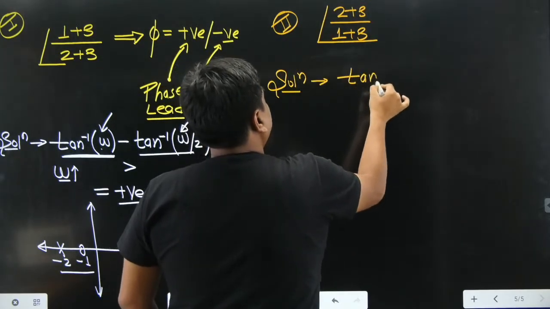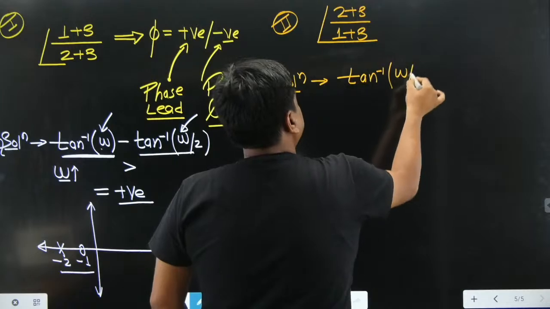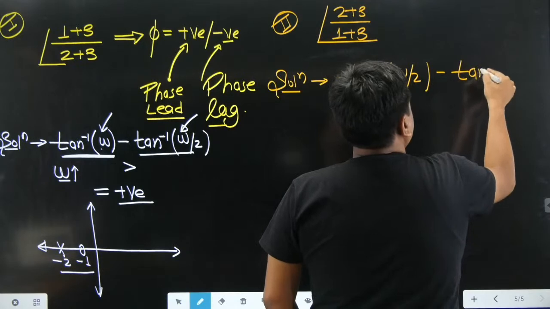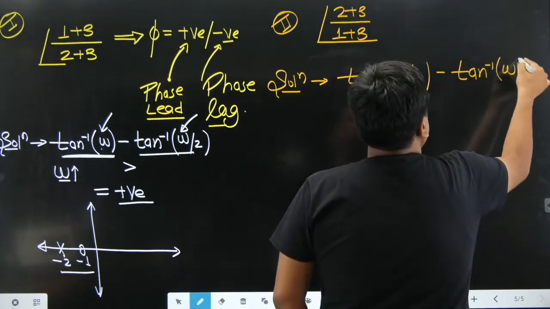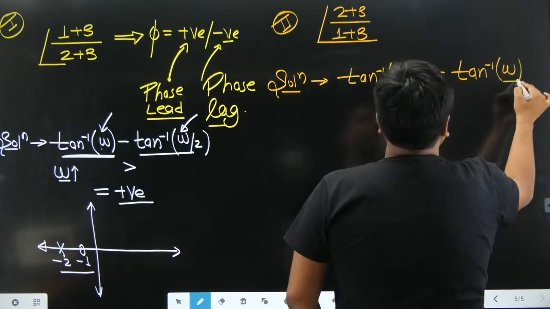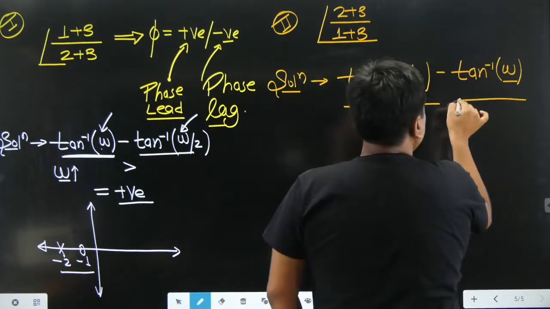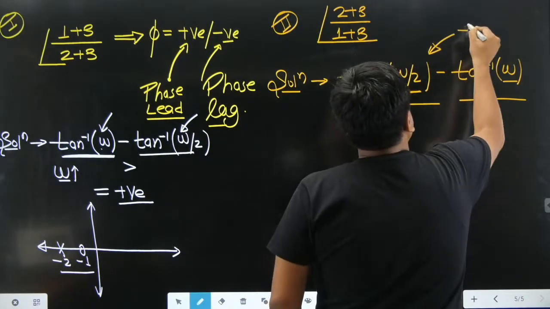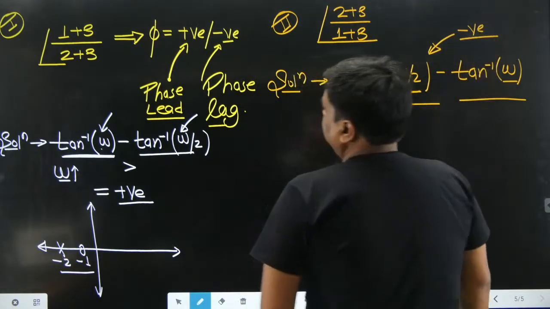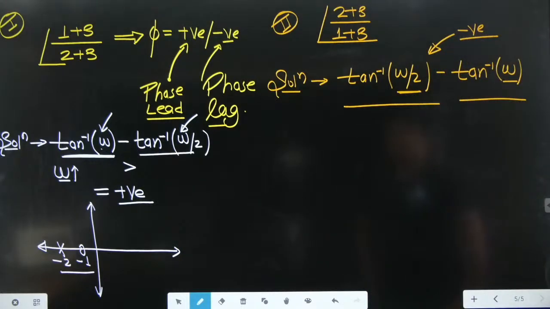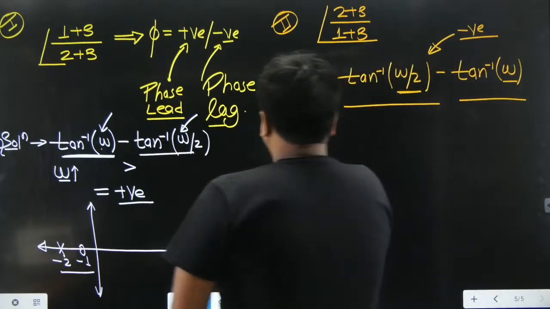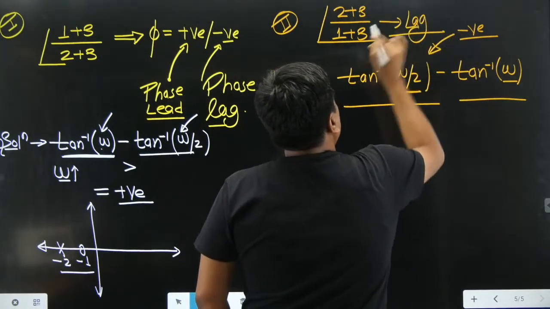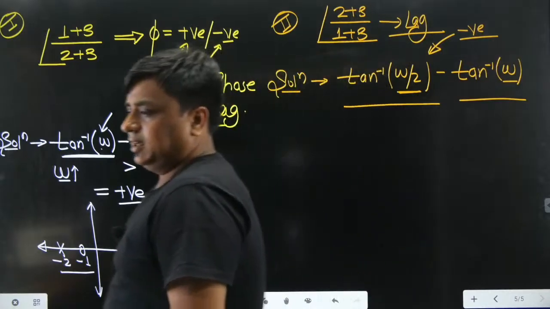It's simply going to be tan inverse of omega by 2 minus tan inverse of omega. And this factor would always be lesser than this factor, and hence this angle would always be lesser than this angle. Or I can say the result would always be negative. That means the phase provided by this transfer function would again always be lagging only. So I would say it's a type of lagging network.